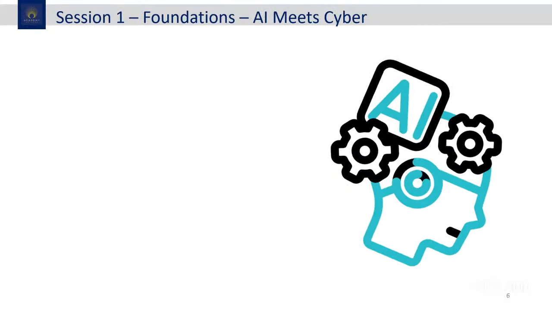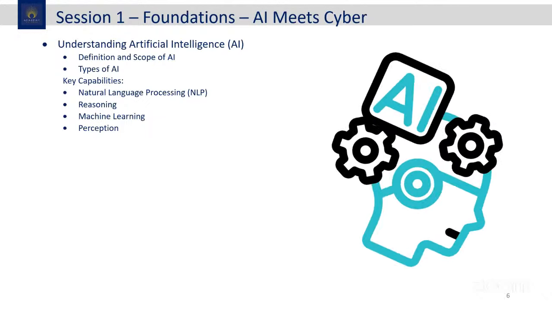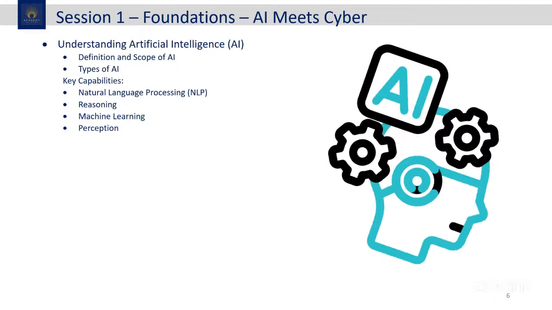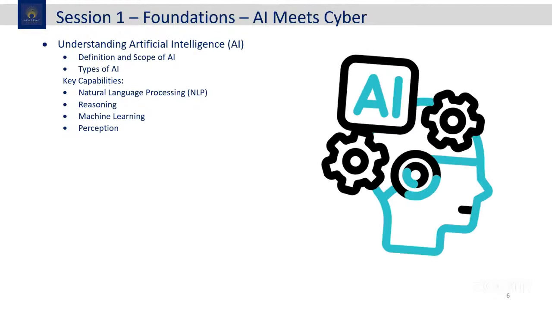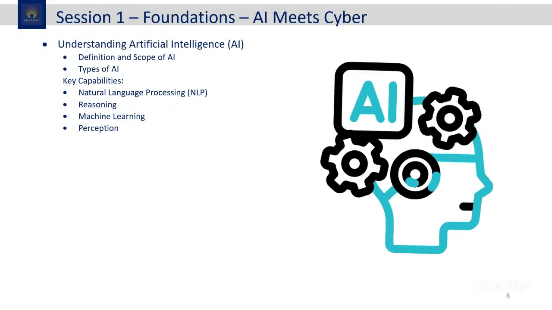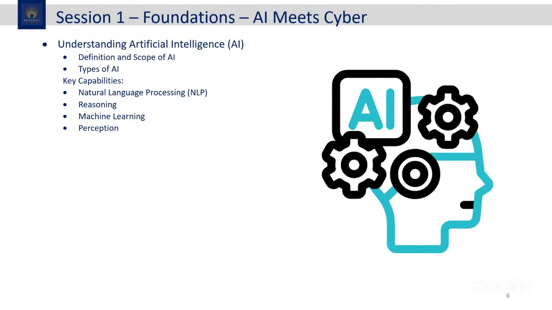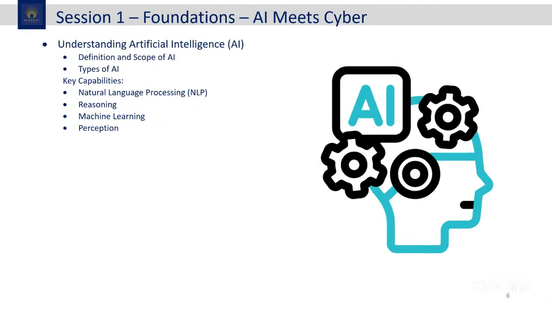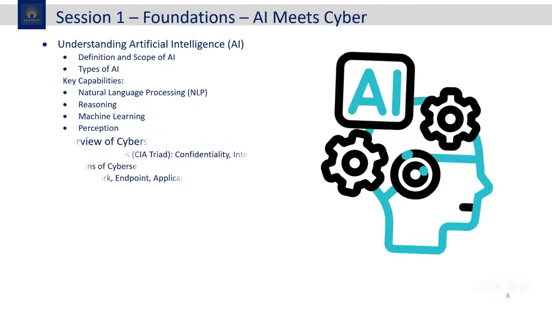Before we start, let's go through what we'll be learning today. First, we'll be breaking down artificial intelligence, where we'll define the scope of AI, the types of artificial intelligence that we have, and the key capabilities of AI, where we'll explain natural language processing, reasoning, machine learning, and perception. In fact, we're breaking down a complete 4-year course for you in a few hours.